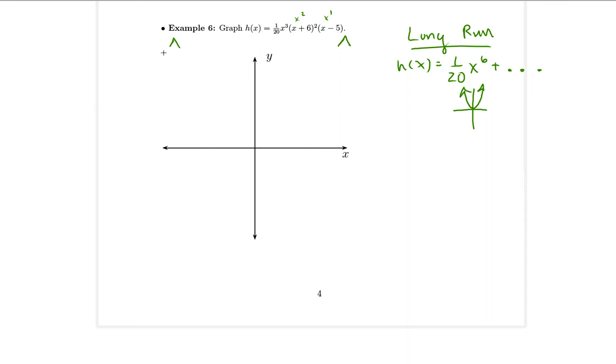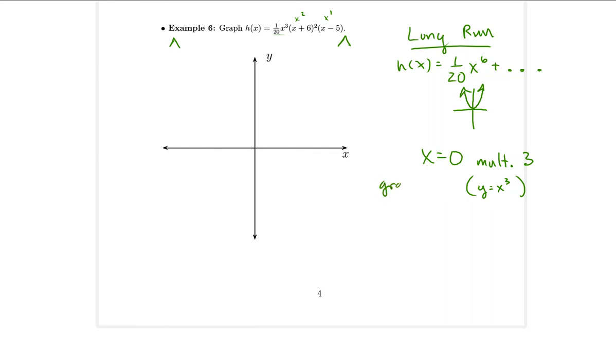Both arrows have to end up going up to infinity on the edges. All right, so what are our zeros? Well, we have x equals 0 coming from this factor, and it has a multiplicity of 3. Okay, so this is the first time we've seen multiplicity 3. It means exactly what you probably think it means, right? Y equals x cubed is what the graph behaves like near here.